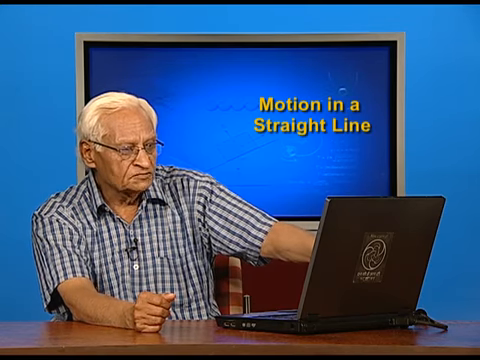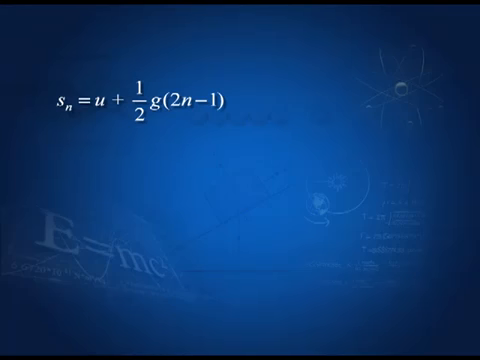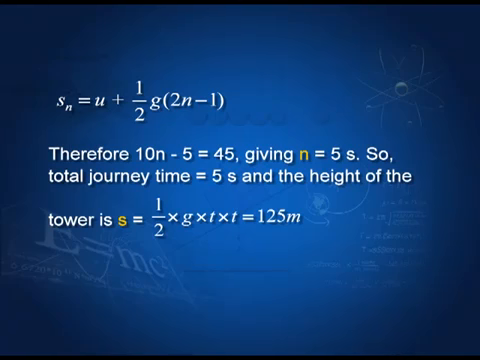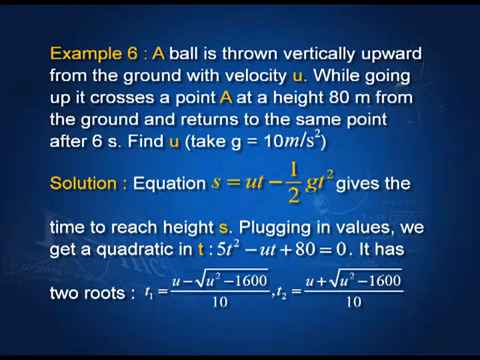So, remember this formula, S n is equal to u plus half g into 2 n minus 1. If we substitute the values, you get 10 n minus 5, and this is equal to 45 from the condition of the problem. A ball is thrown vertically upwards from the ground with velocity u. While going up, it crosses a point A at a height 80 meters from the ground and returns to the same point after 6 seconds.